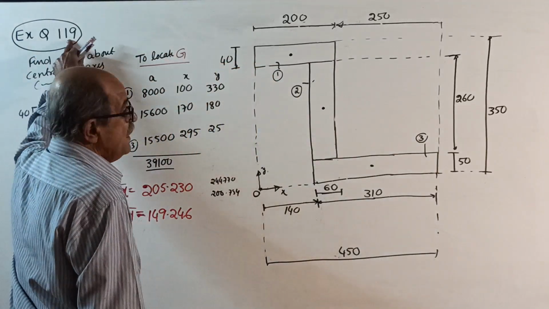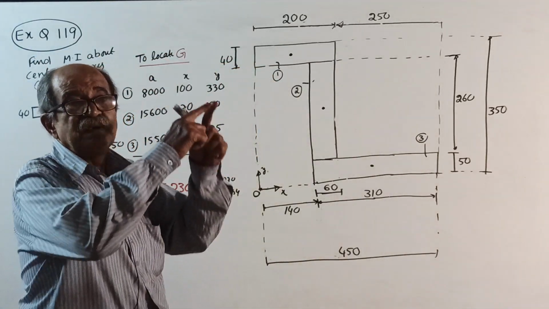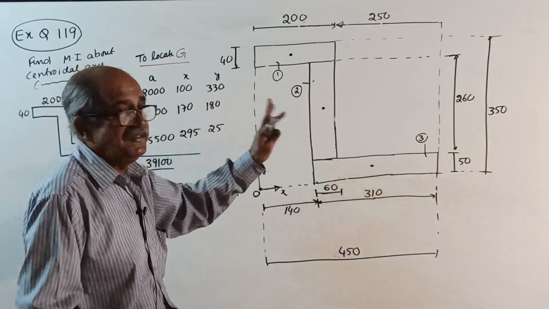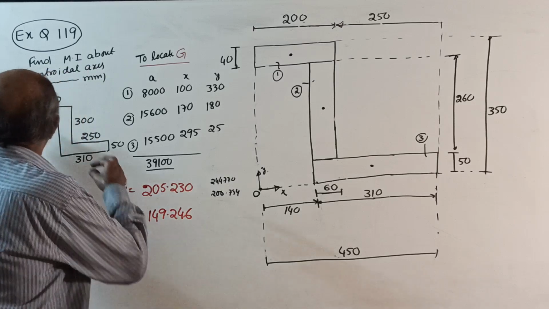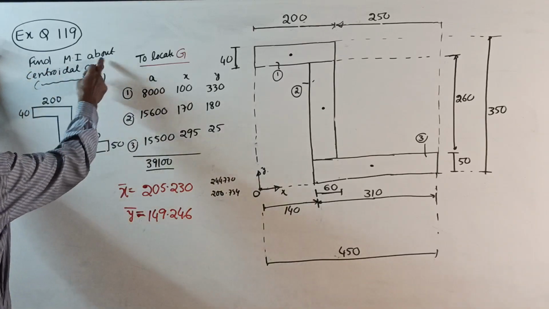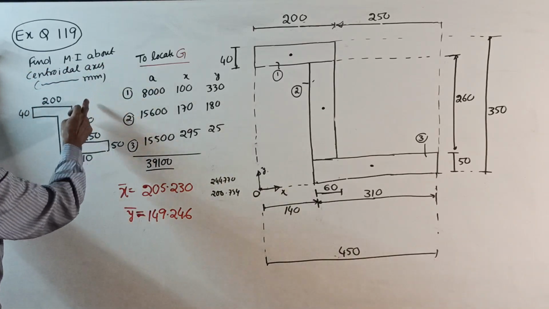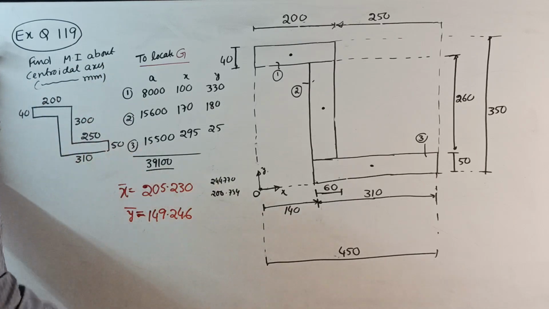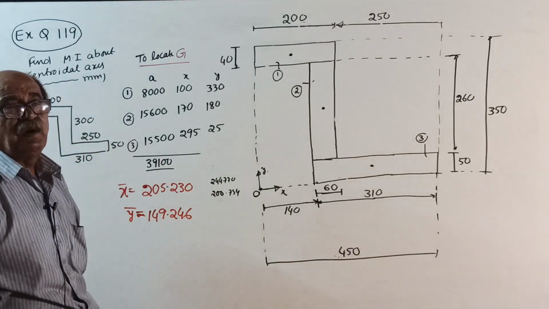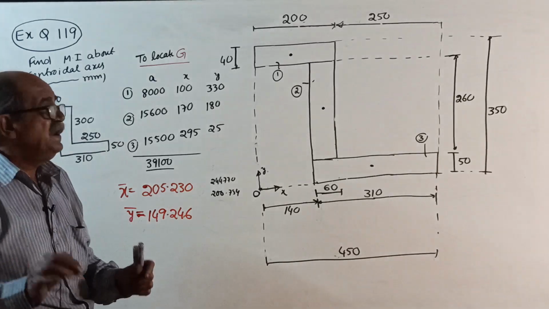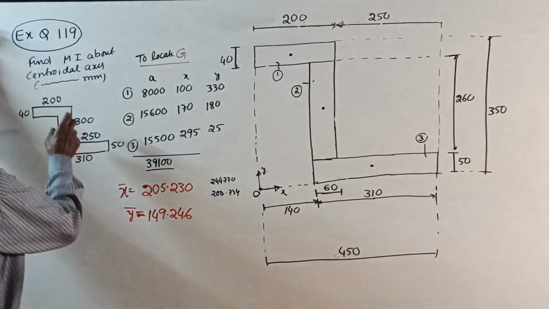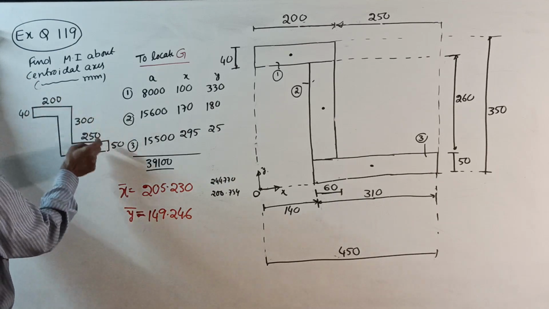Exercise question 119. Today I told you last time about some zigzag questions. Some 2-3 questions will be there. Find the moment of inertia about the centroidal axis, all dimensions in millimeters, some zigzag type. This type of question gives you more idea about dimensions. So, see, 200, all dimensions are given here.